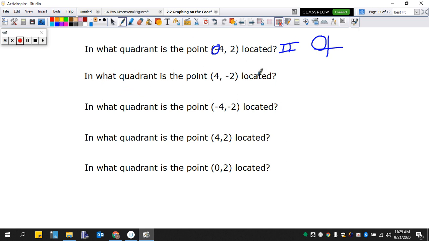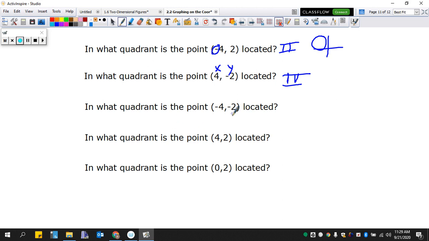In what quadrant is the point 4, -2 located? Well, if I look at it, the x value is positive, the y value is negative, so that would be quadrant 4.